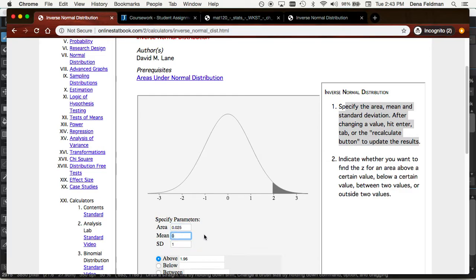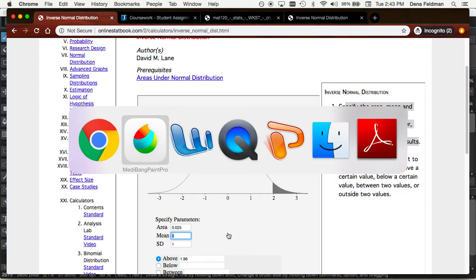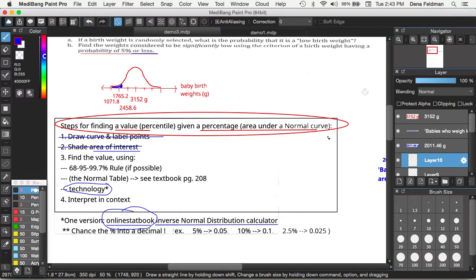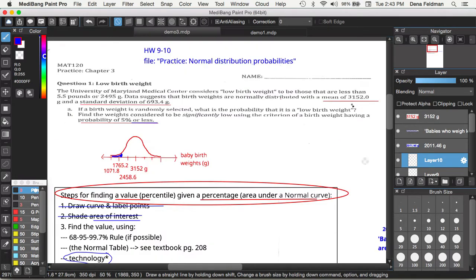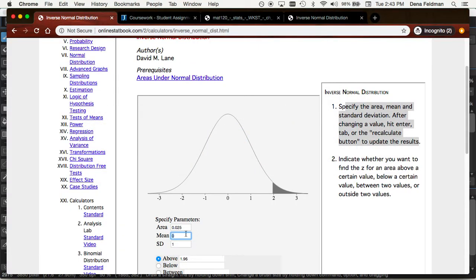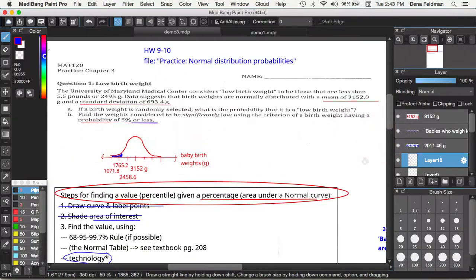Now I know what the mean is. I'm given what the mean is. Going back to the problem, I'm told that the mean here is 3,152 grams. I'm also told the standard deviation was 693.4 grams. I can always go back and check that, 693.4. Great, I got it right.